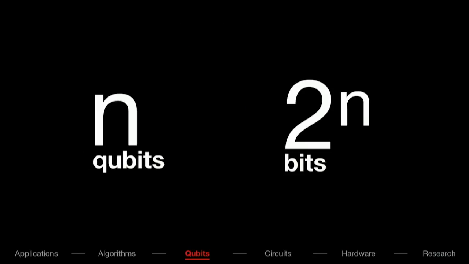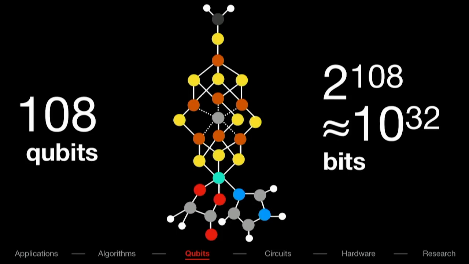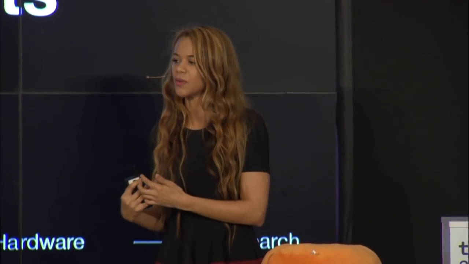So we can summarize that to represent a state of n quantum bits, you would need 2 to the power of n classical bits of information. And this is why simulating that molecule was so hard, because it would require 108 quantum bits, but it would require 2 to the power of 108, which is roughly 10 to the power of 32 bits on a classical computer.